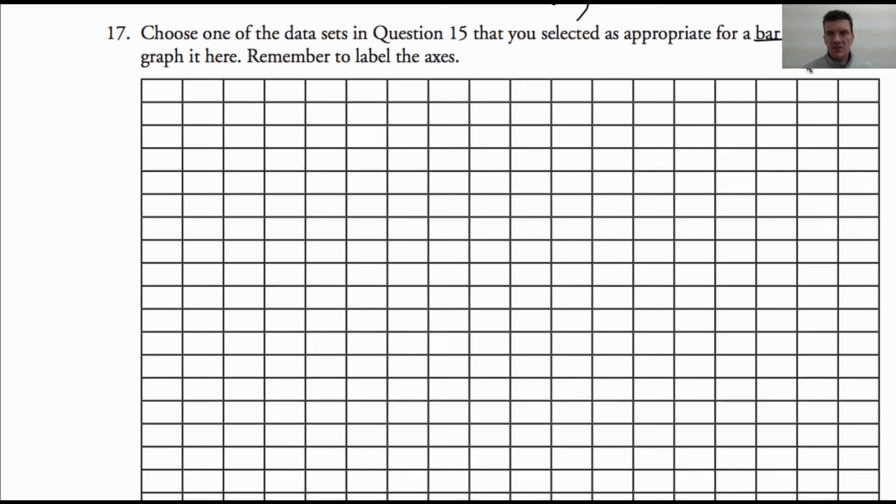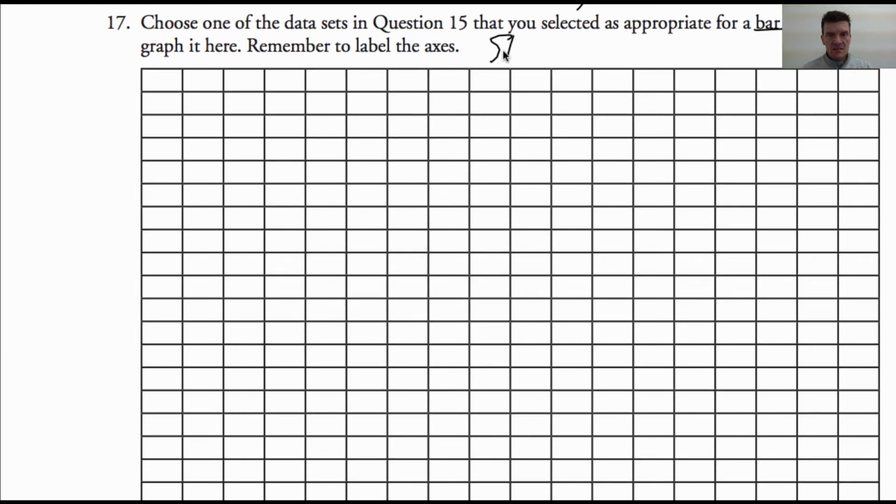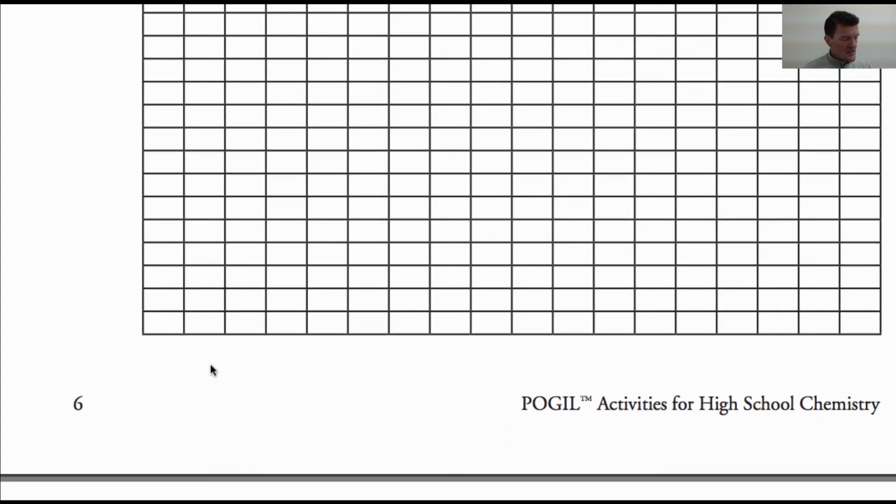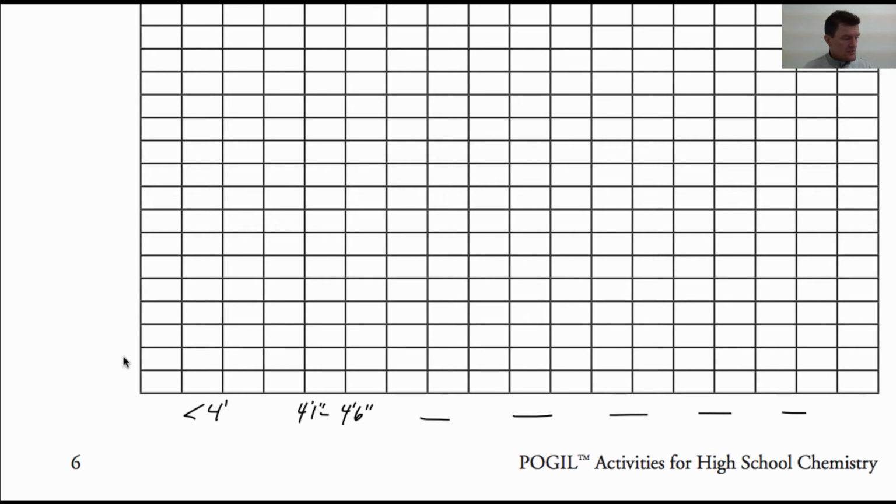And then here it says do one with the bar graph, and again you want to label it. So maybe you say student height. And you're going to put your different categories down here. So for example, under 4 foot here, this is going to be between 4'1" and 4'6", and then you make the other categories here, and then along the y-axis you've got your different number of students.